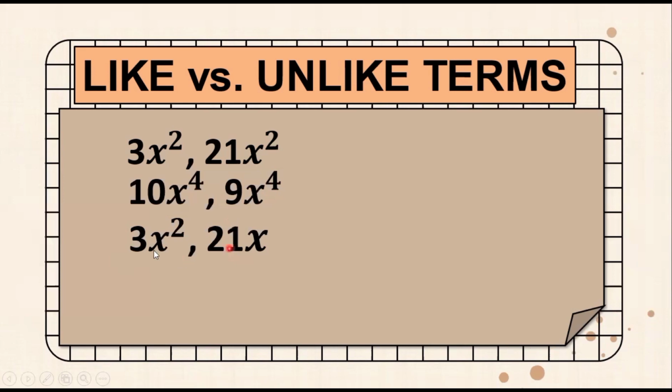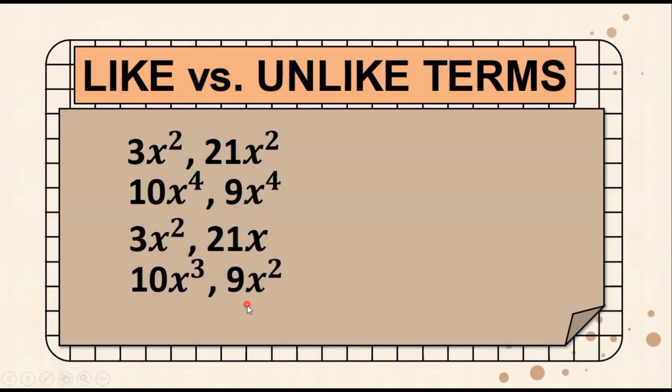Why? Because on our first term, on the first expression given, rather, we have exponent of variable x is 2, while on the second expression, the exponent of variable x is 1. Therefore, they differ in terms of exponents. That's why we cannot consider the two expressions as like terms.